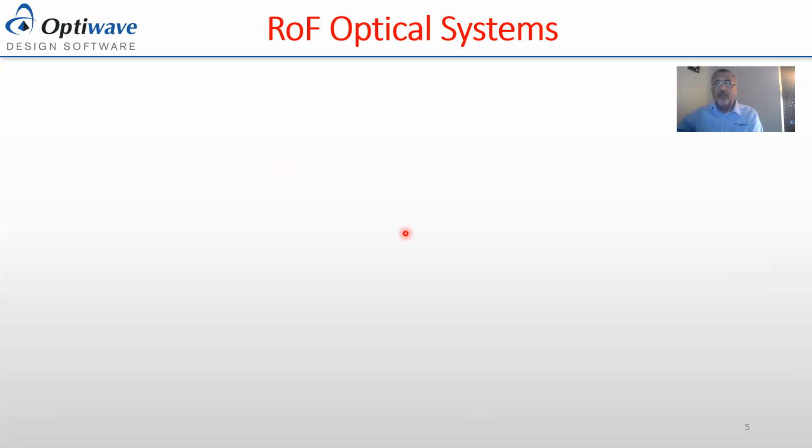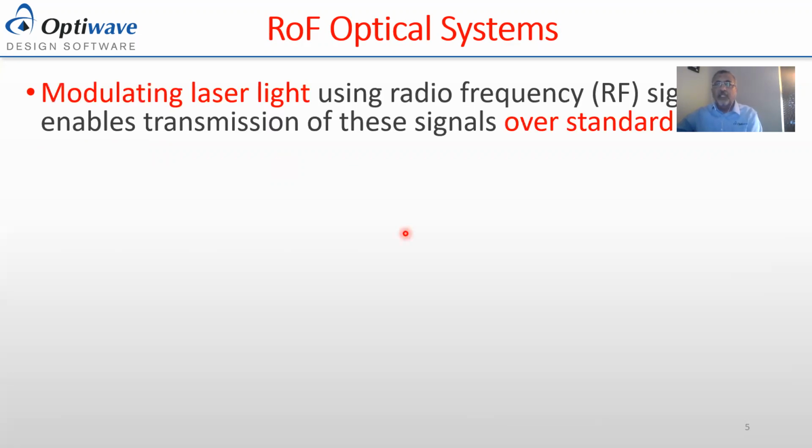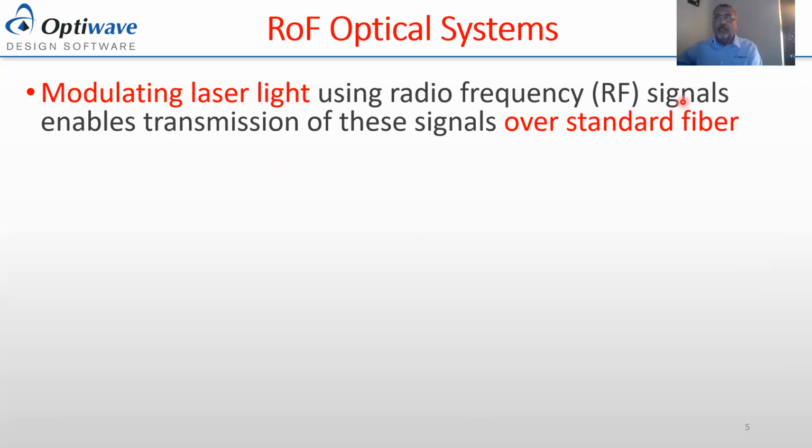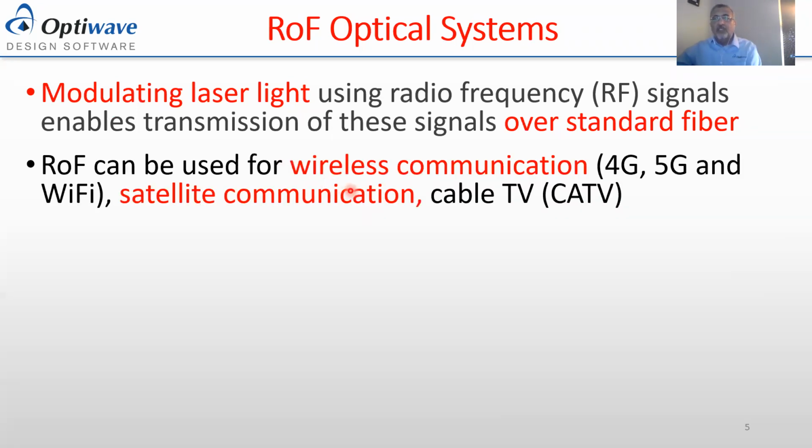Now, for radio over fiber optical systems, the laser light is modulated with an RF signal. It will be two tones or multi-tones, and these tones will be modulated with the data signals and transmitted over a fiber or over wirelessly. So the application is going to be for wireless communication, satellite communication, cable TV as well.